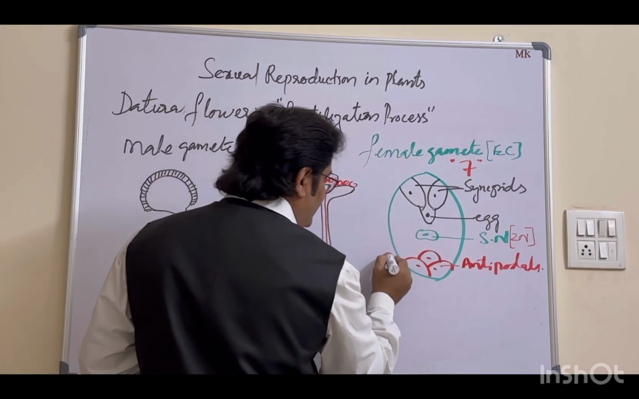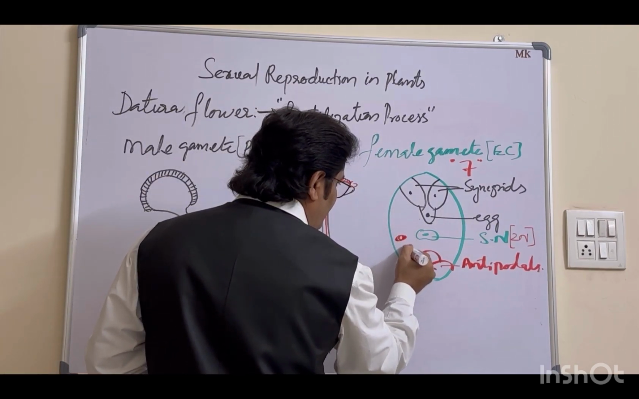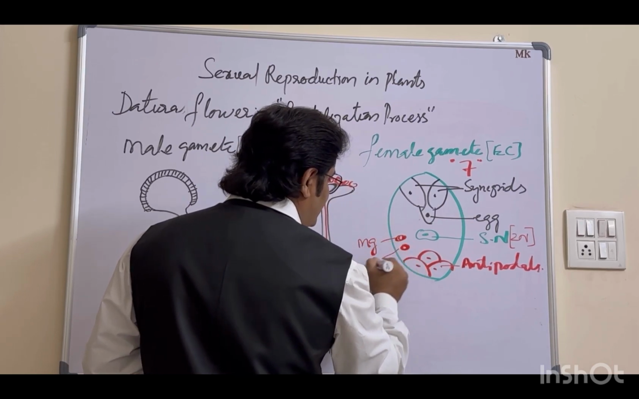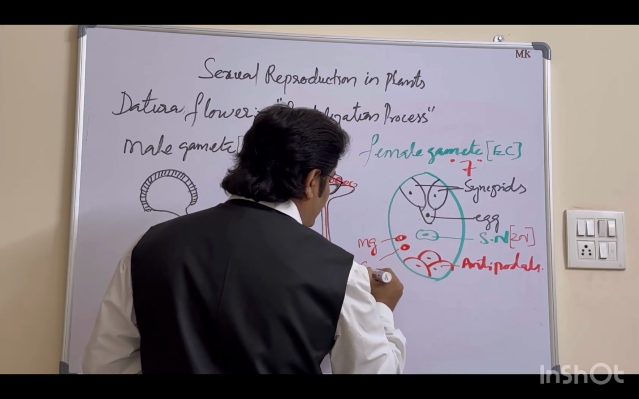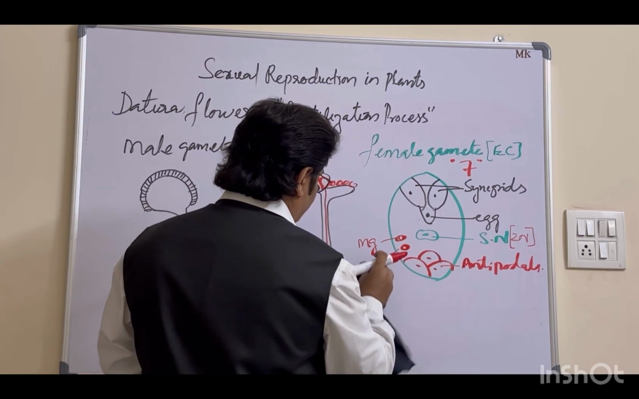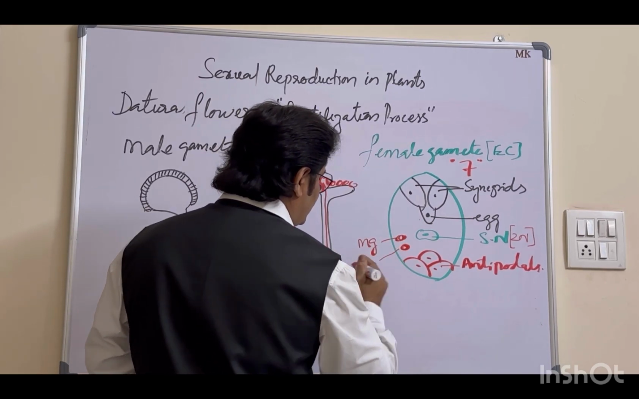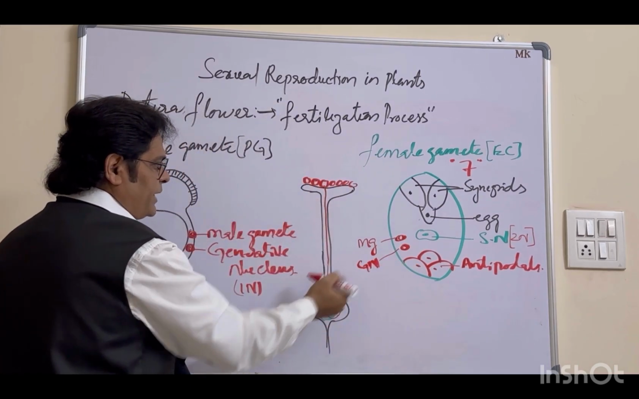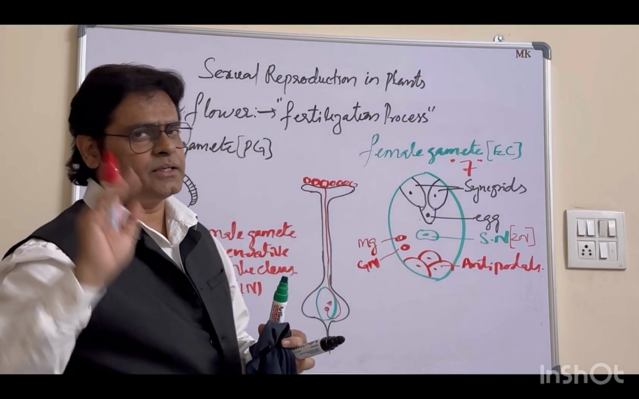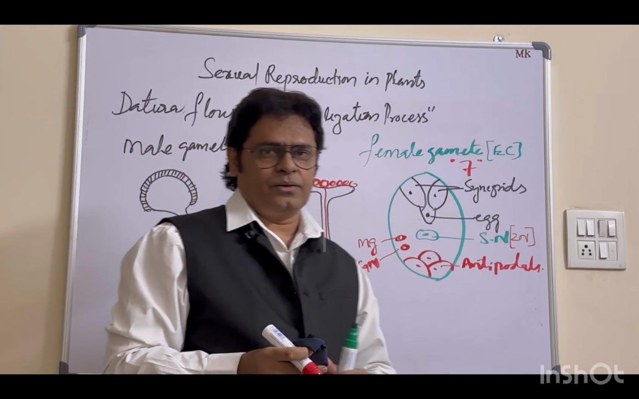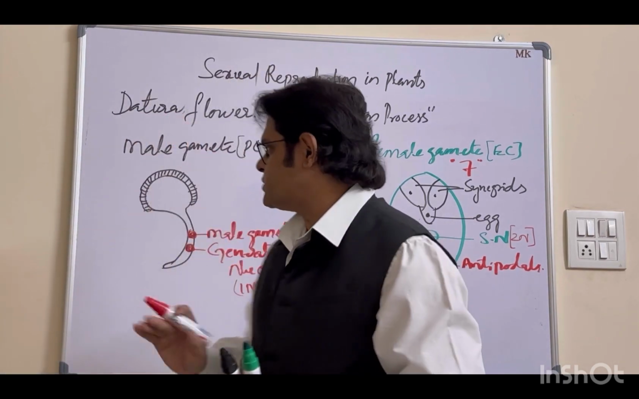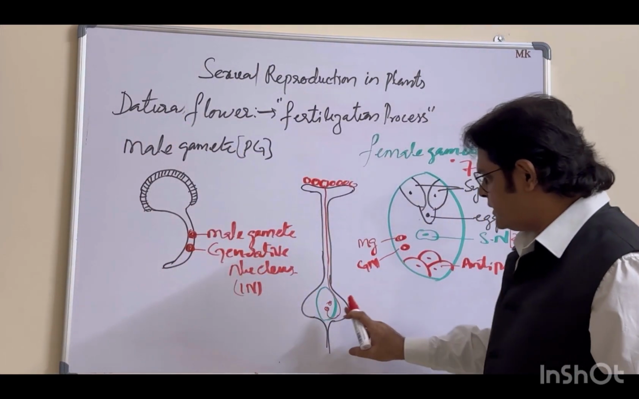So imagine here it ejected 2 cells, 1 and 2. One is called the male gamete, the second is called the generative nucleus. This pollen tube ejects the 2 cells, then disappears and disintegrates. Here the fertilization is completed. This is the work of a pollen tube. What is the work of the pollen tube? To supply these 2 cells inside the embryo sac.